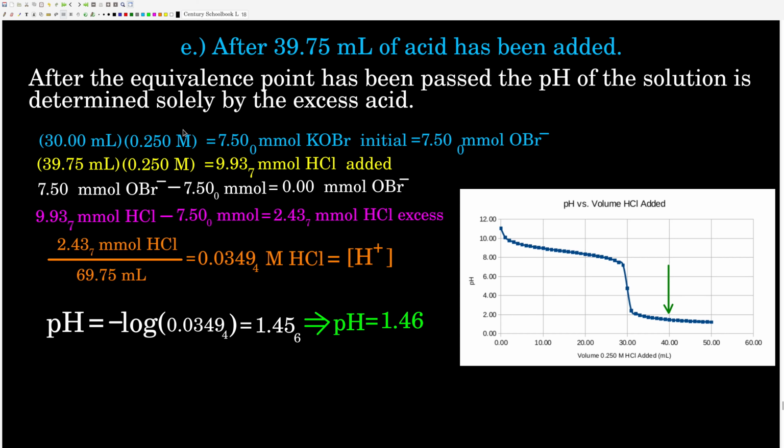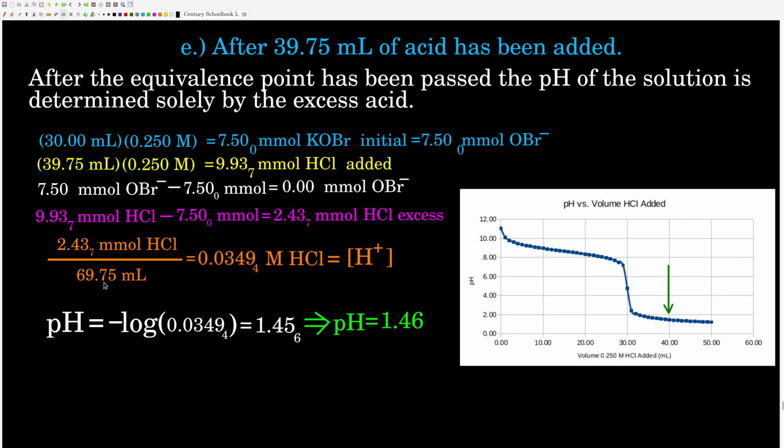So here we go. We started out with 7.5 millimoles of hypobromite. We added 9.937 millimoles of acid. So 7.50 millimoles of this acid was used up converting the hypobromite into its conjugate acid. So we have no hypobromite left, and the amount of hydrochloric acid that's left is just what we started with, this right here, minus the amount that was used converting the hypobromite to hypobromous acid. So we have this much in excess, and that's the only thing that matters for us right here.